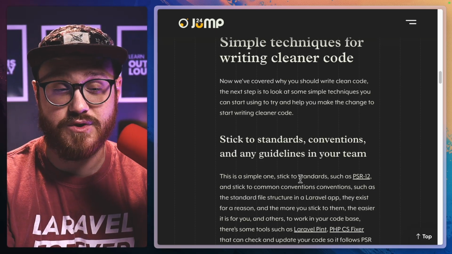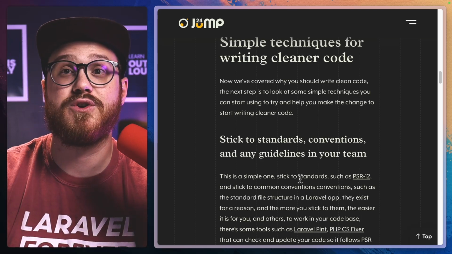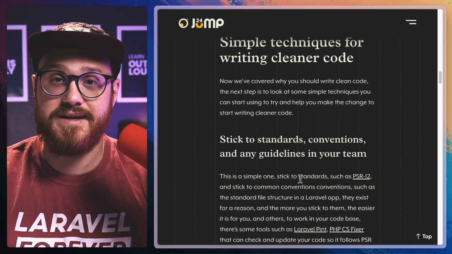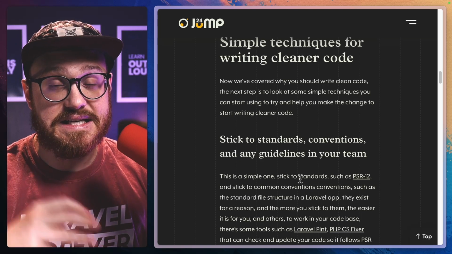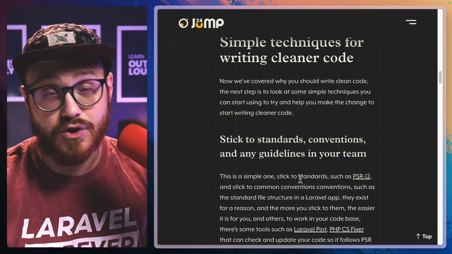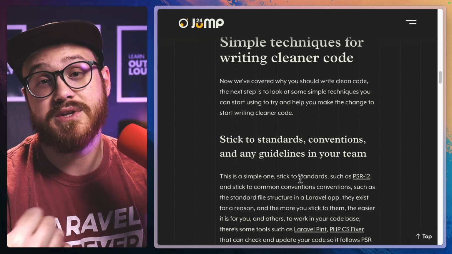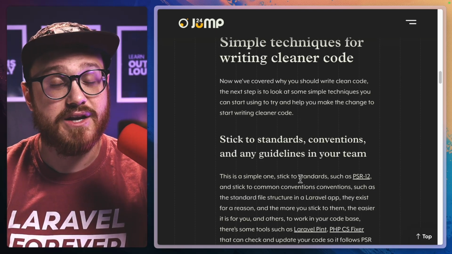Of course, yes, you do have those standards such as PSR 12, or you have things like Laravel Pint that make things easier for you. But one of the things I think makes it easier as a beginner to learn these things and just get better is, yes, you have to practice. So building things just makes you better at writing code.